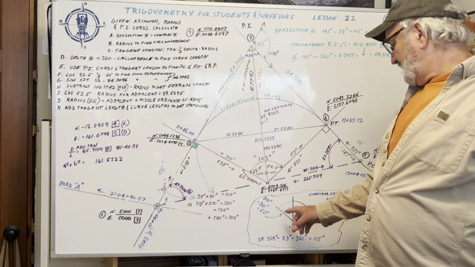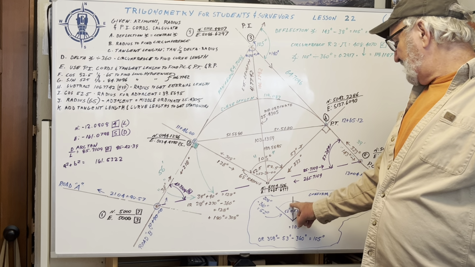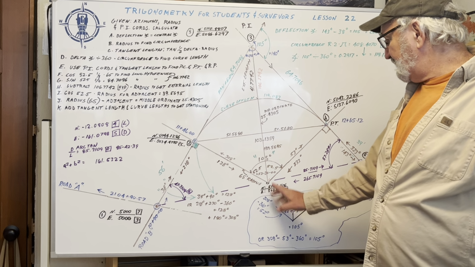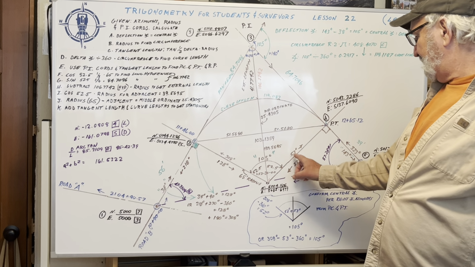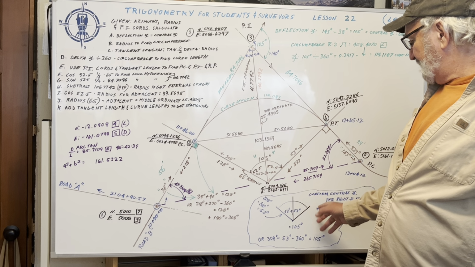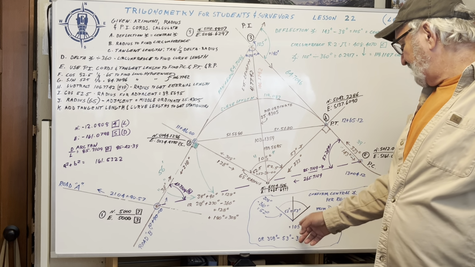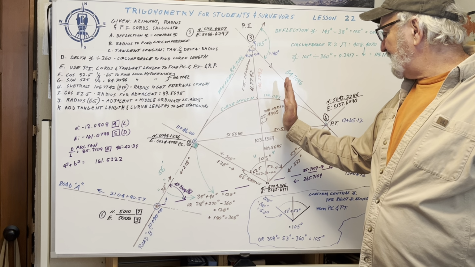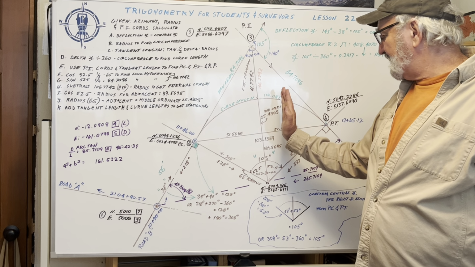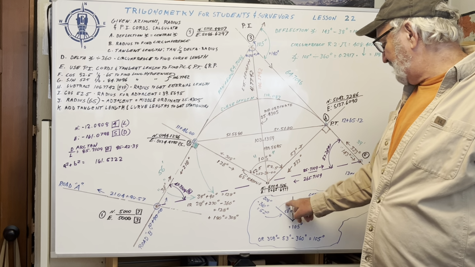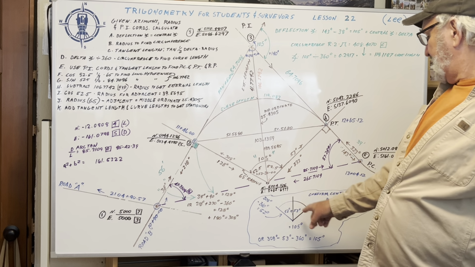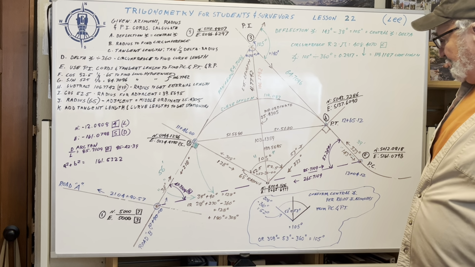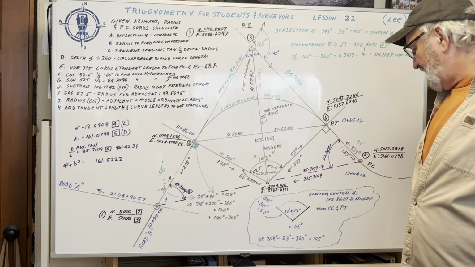So what do we have? We have 308 degrees minus 360, and that gives us 52 degrees. And over here we have 53 degrees. So we've added those together and we get 105 degrees. So 308 going that way, 360 degrees minus 308 gives us 52 degrees. And then over here we have 53 degrees, right here. So you add those together and you get 105.